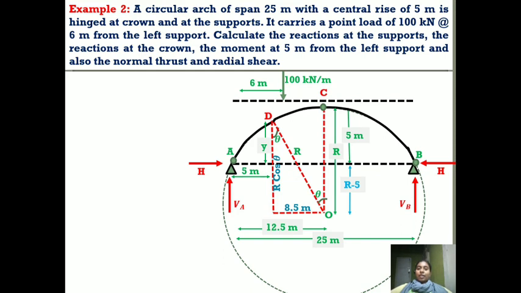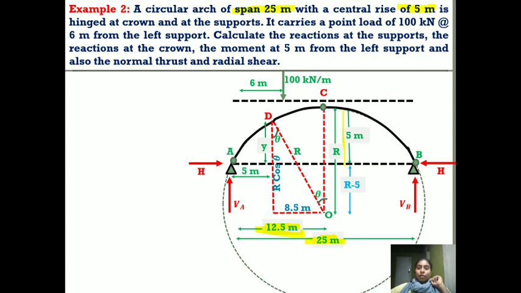It is given, the span is 25 meter. So L is 25 meter. That means L by 2 is 12.5 meter. Our radius will be greater than 12.5 meter. Remember, our radius will be greater than 12.5 meter. So the central rise is 5 meter. So this distance is 5 meter.